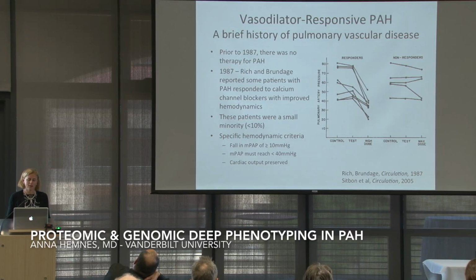I think this figure doesn't accurately reflect the small minority of patients that these are. In most people's practice, it's somewhere in the 5 to 10% range of patients who have a positive response to what we now use as nitric oxide. But they do exist, and we now have specific hemodynamic criteria that were put forth by the French group, which I think everybody in this audience is familiar with.